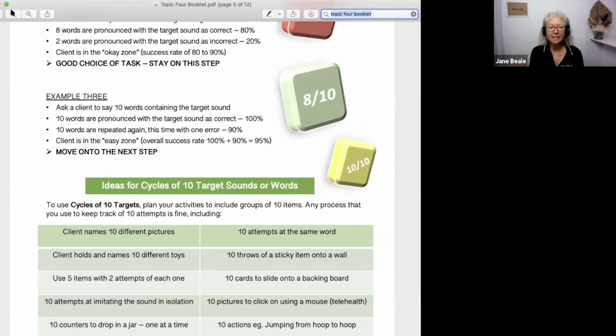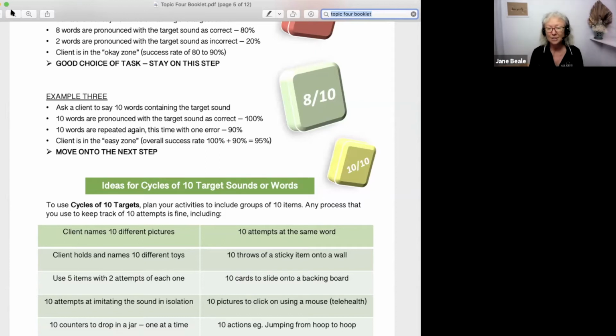If we look at the bottom of page 3, here are some ideas for having cycles of 10 target sounds or 10 target words. So you could ask the client to name 10 pictures. You'd get 10 pictures ready and you'd be bringing them out one at a time. And then at the end, you could count how many they got right and how many they got wrong. You could have 10 different toys that include the target sound in the name of the toy. You might just have 5 items and you'll do each item twice. Do you get the idea? So have a look down and see what I've got there for some ideas.